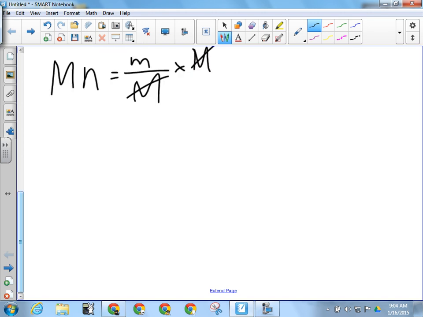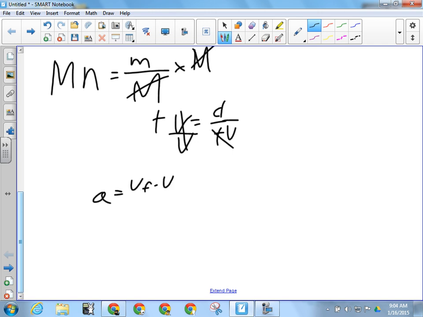Next formula we had works exactly the same way because it's a three-variable formula. If I want to solve for T, I move T over here and then divide both sides by V. V ends up down here, right? All I'm doing is doing the opposite and then doing the same thing to both sides. Probably your trickiest one is this one, because you got multiplication, division, and addition, subtraction.